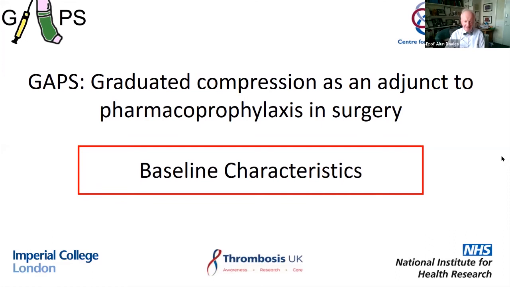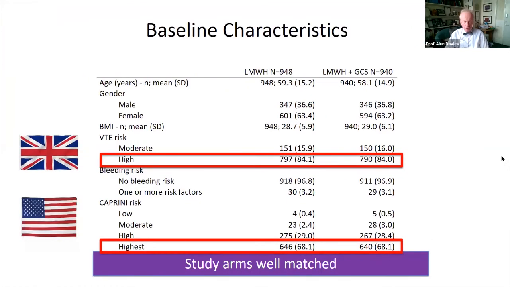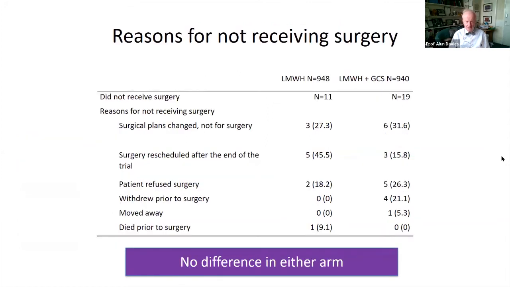If we look at our baseline characteristics, you can see, very importantly, and I have actually given you the data from the US using the UK system and the Caprini scoring system. In the UK, 84% of our patients would have been deemed to be of high risk, and just under 70% using the Caprini score, because that has a slightly different scoring system, were deemed to be at the highest risk. So you would have expected these patients to be having VTE events.